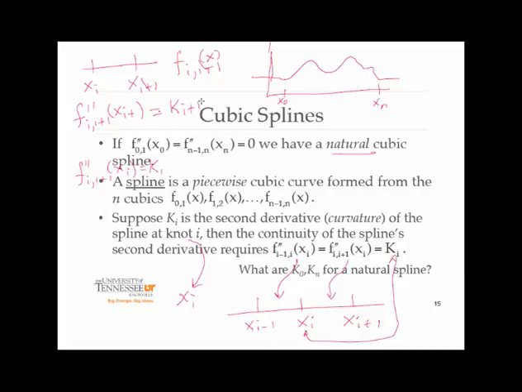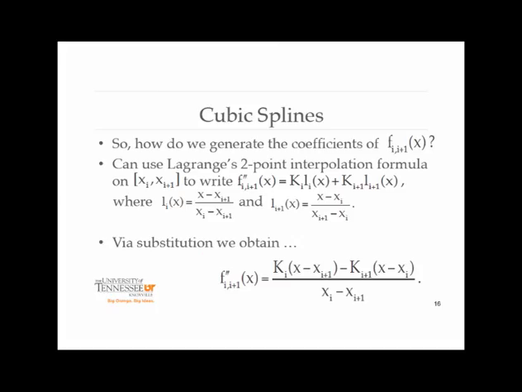All right. So if we go to the next slide, given the constraints we want to have happen, how can we construct the coefficients of f_{i+1}(x)? Well, if we have the constraint on the second derivative, which I just showed you, when we plug x_i into the second derivative on that subinterval, we want to get k_i back, and when we plug in x_{i+1}, we want to get k_{i+1} back.